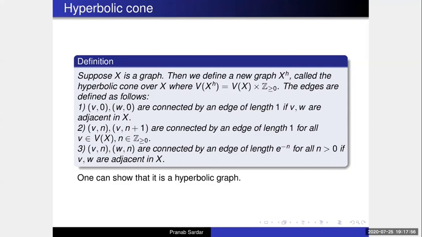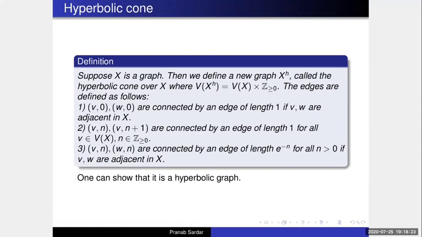Number one, (v,0) and (w,0) are connected by an edge of length 1 if v, w are adjacent in X. The point is that for every integer n, the level set VX cross n has the same graph structure abstractly, but the lengths will be different. For instance, number 3 says that (v,n) and (w,n) are connected by an edge of length e to the minus n for all n, if v, w are adjacent in X.